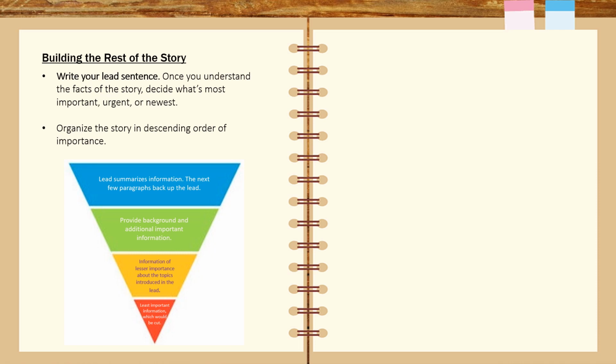Let's look at the different layers in a web story. Web stories begin with a headline or a title, followed by the author's name, which in the case of our news assignment will be your name. After our headline and title and author's name, there is a lead sentence.